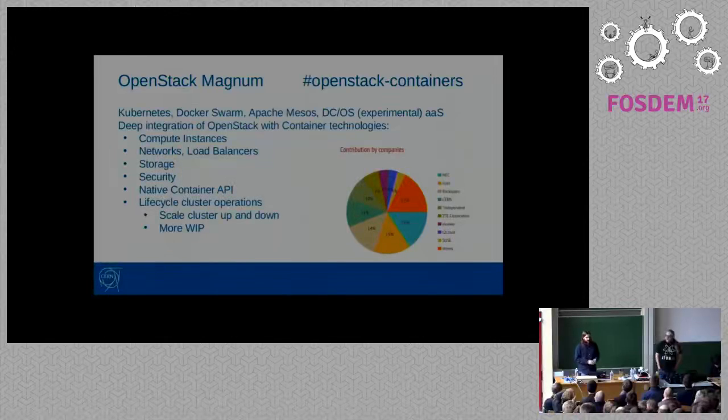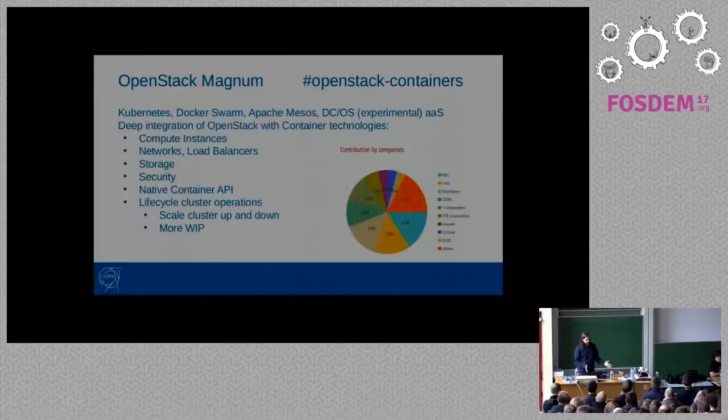We offer an API service that offers Kubernetes, Docker Swarm, Mesos, and DC/OS experimental as a service. So with 2 clicks, you can have a cluster running, and you can talk directly to the API of what it shows: Docker Swarm, Kubernetes, or Mesos. What Magnum does is it orchestrates compute instances that can be either VMs or bare metals. It creates networks like tenant networks or public networks and load balancers. It also configures storage for container storage or for persistent storage.